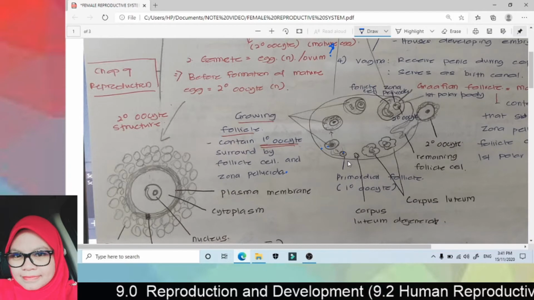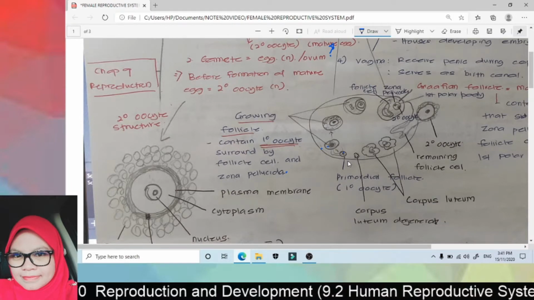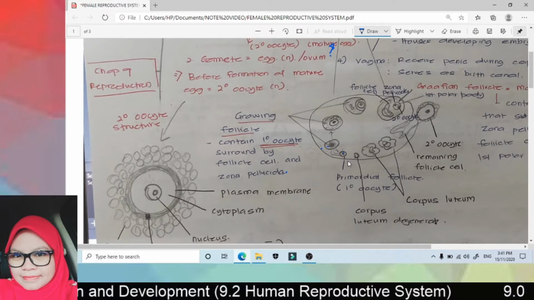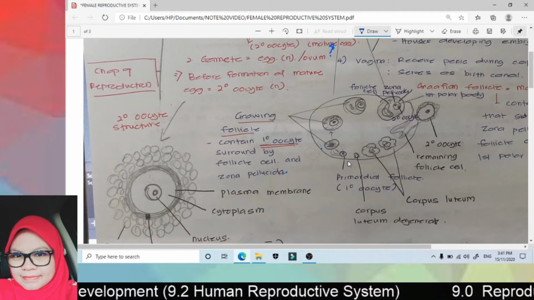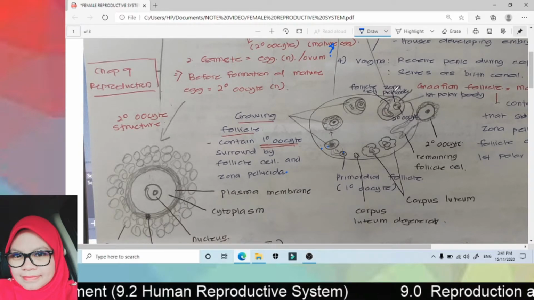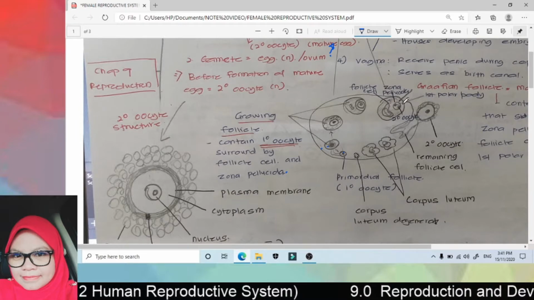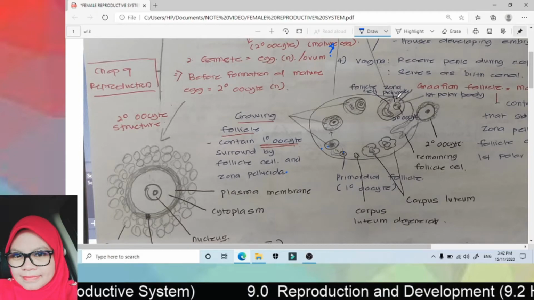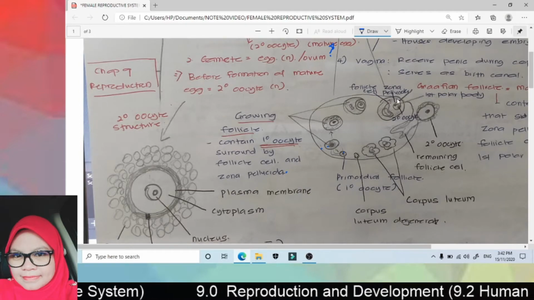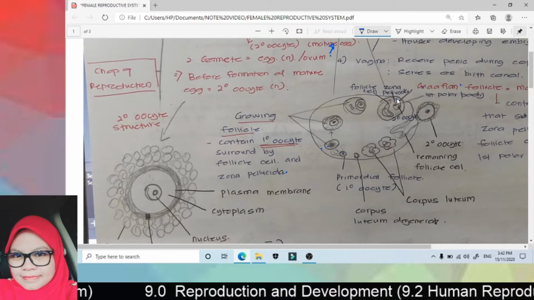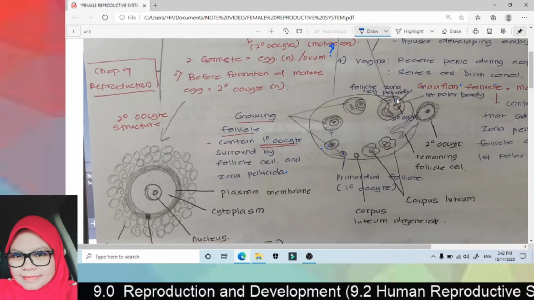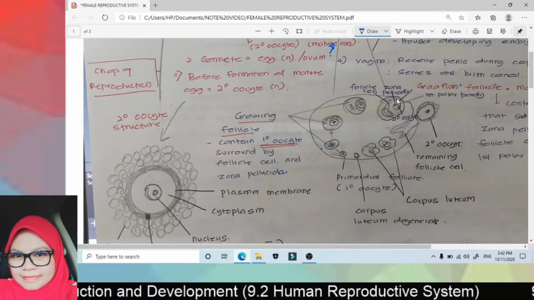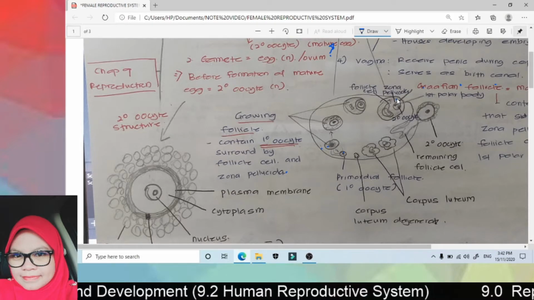Follicle that contains primary oocyte that is surrounded by zona pellucida and several layers of follicular cells. Okay, then these follicular cells will finally become follicle cells, and this follicle finally will grow up to become a mature follicle. So this mature follicle is known as Graafian follicle. So remember, the growing follicle will finally become mature and this is called Graafian follicle.